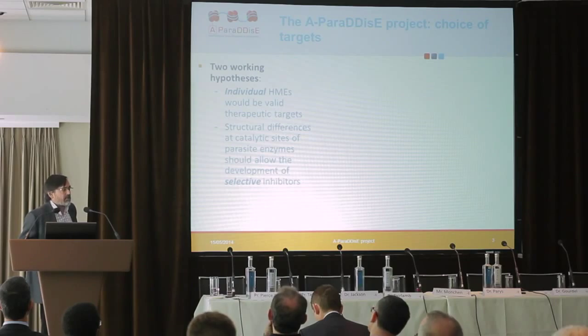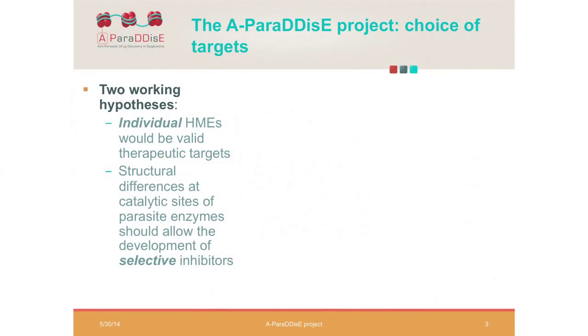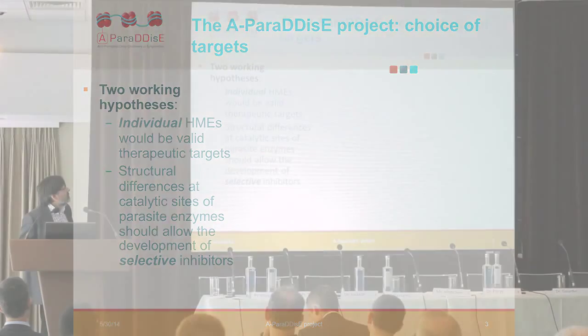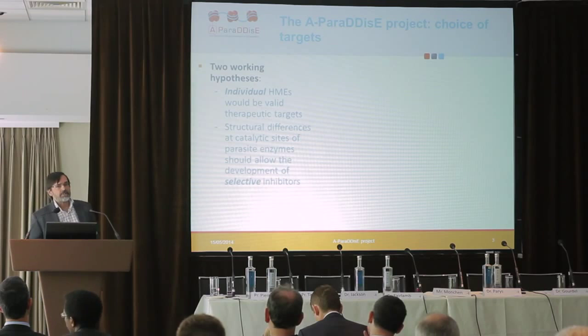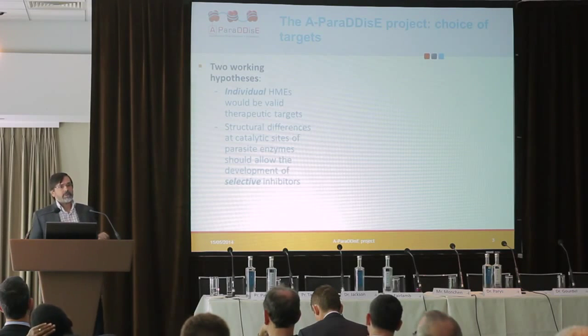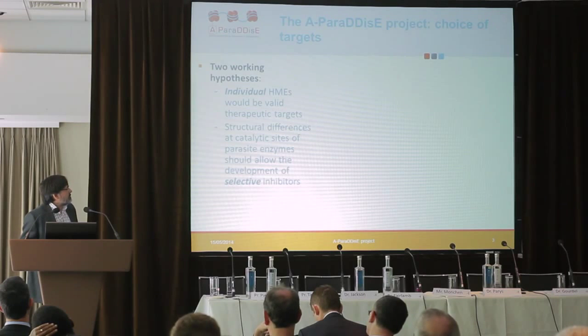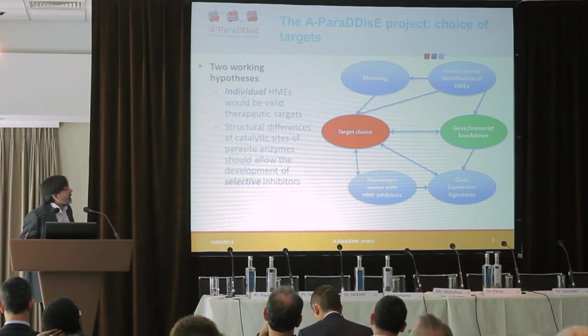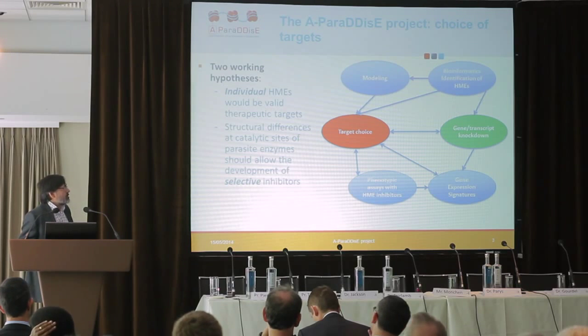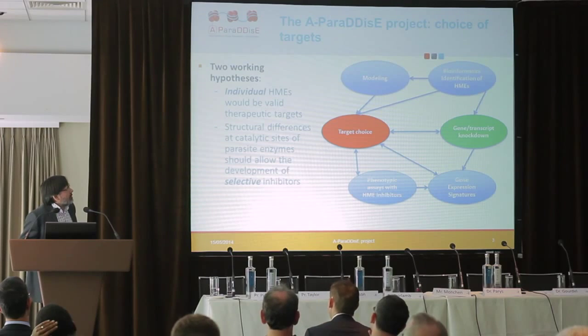The challenge that we have for these enzymes is that they are conserved and they perform conserved functions. There are 2 main challenges. One, that individual HMEs would be valid therapeutic targets in these parasites. And the second, that structural differences at the catalytic sites of these enzymes will allow us to develop selective inhibitors compared to the human orthologs. And so target selection is crucial. And there are different ways in which we carry out target selection based on different criteria. One of the main ones is obviously gene or transcript knockdown in the different parasites. We also use phenotypic assays with HME class inhibitors and bioinformatics and modeling as well to inform these choices.